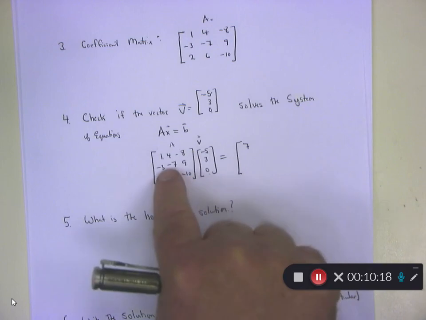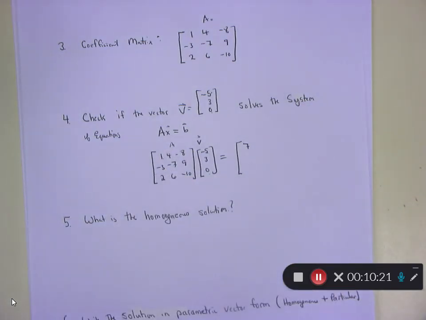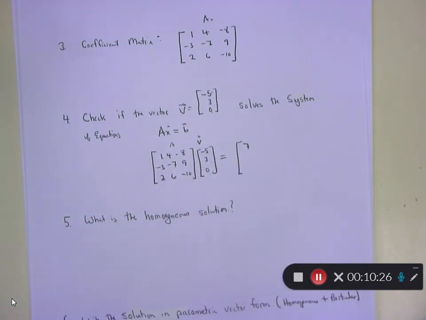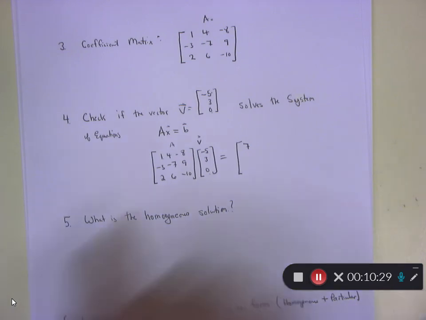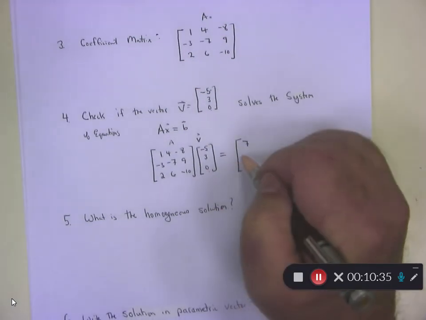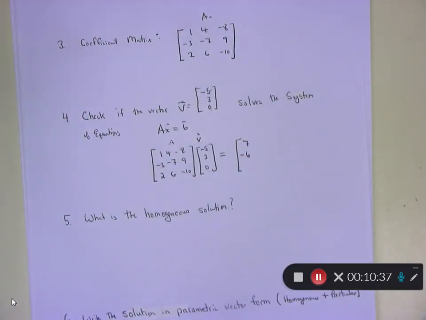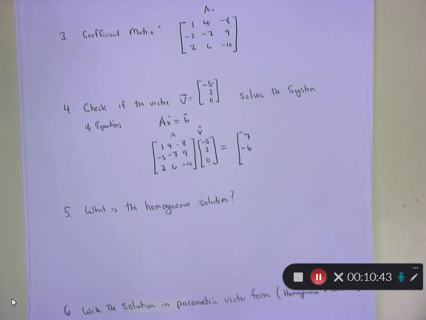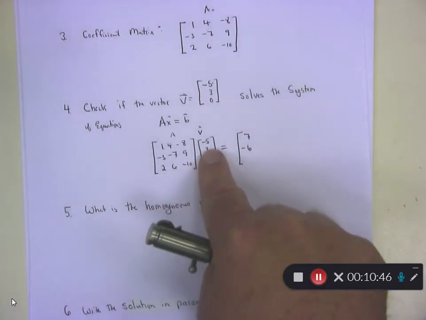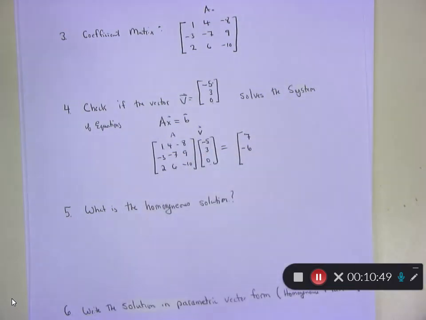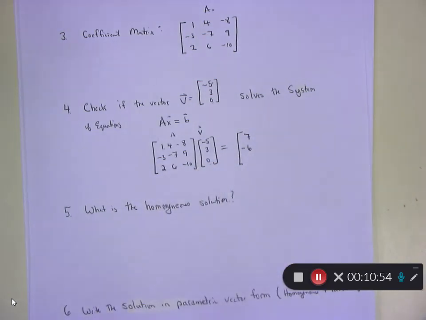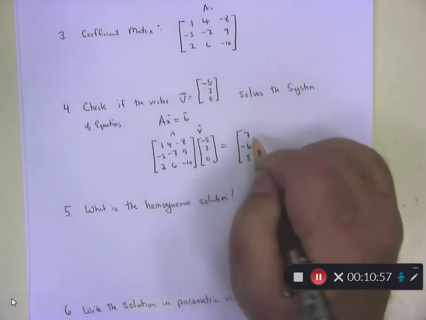Second row, first column, negative 3 times negative 5 is 15. Plus negative 7 times 3 is negative 21. So that's 15 minus 21, and 9 times 0 is 0. So 15 minus 21 is a negative 6. And then third row, first column, 2 times negative 5 is negative 10. Plus 6 times 3 is 18. So it's negative 10 plus 18. And last, negative 10 times 0 is 0. And negative 10 plus 18 is 8.